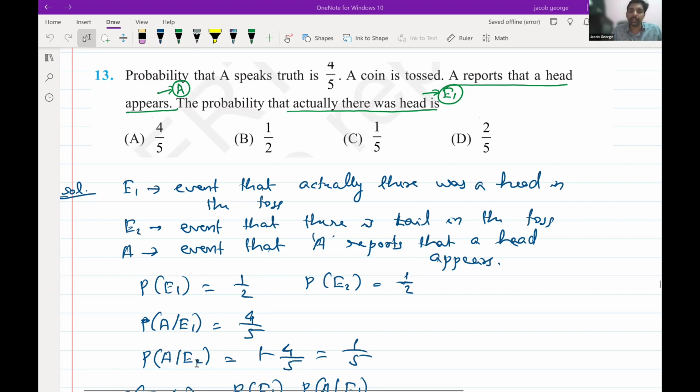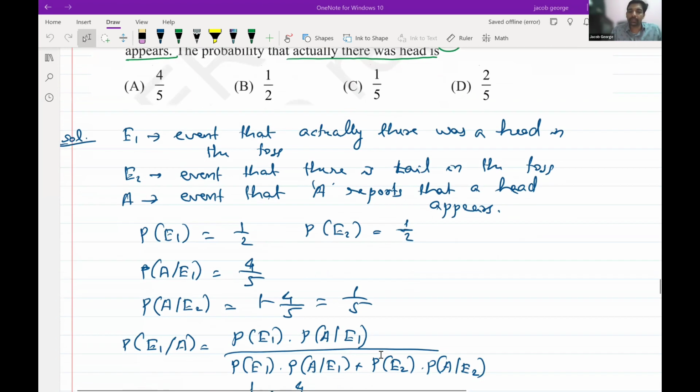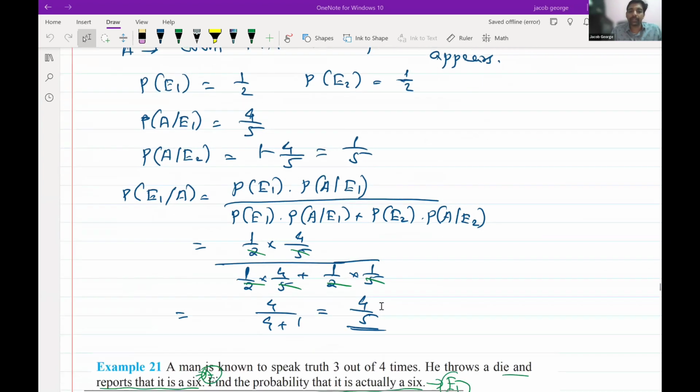Same way, P of A given E2. A given E2 means A reports that head appears, but actually there is tail. Means A lies. A lies means 1 minus 4 by 5, that is 1 by 5. Clear? Then we write down the formula of Bayes theorem: P of E1 given A is P of E1 into P of A given E1, upon P of E1 into P of A given E1 plus P of E2 into P of A given E2. All these values you substitute and then simplify.